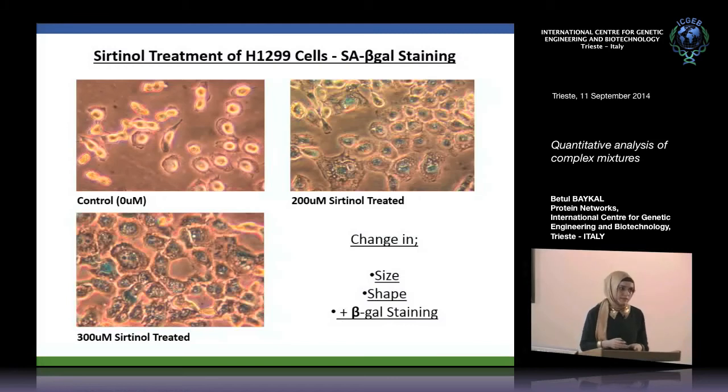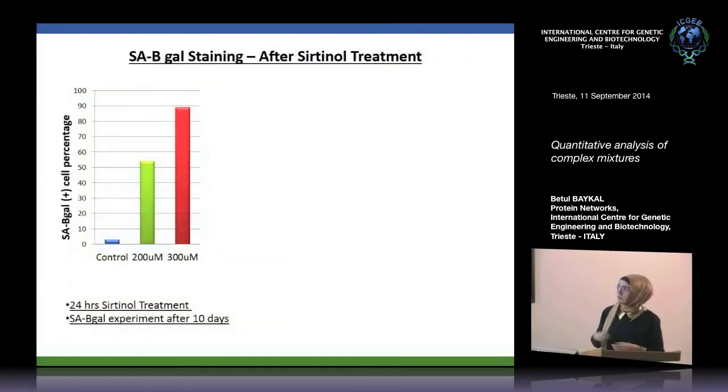Then I waited 10 days, and then I did the acidic beta-gal staining to see if they're positive for it, and it can show the cell senescence. So in fact, there was a change in size and shape, and they became beta-gal positive in a great sense. So we checked the positivity for beta-gal, and with the 300 micromolar treated sample, the positivity was about 90%.